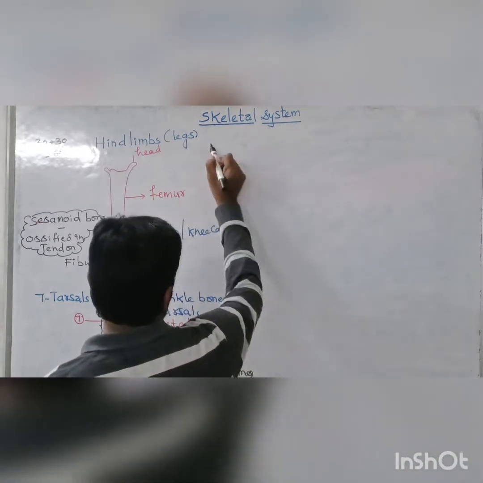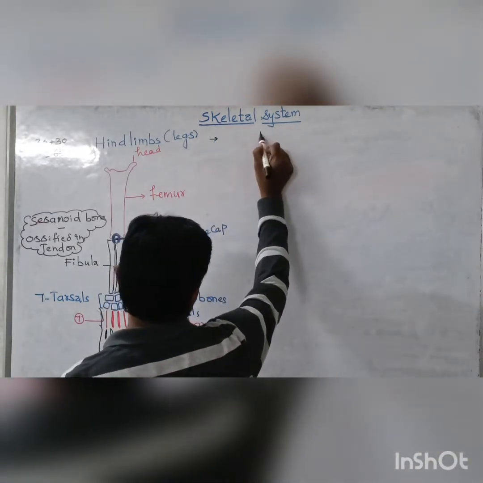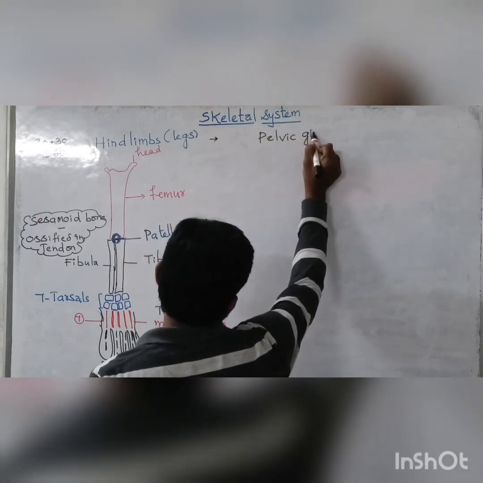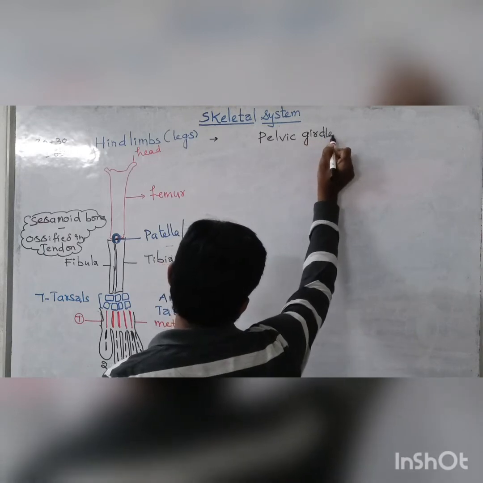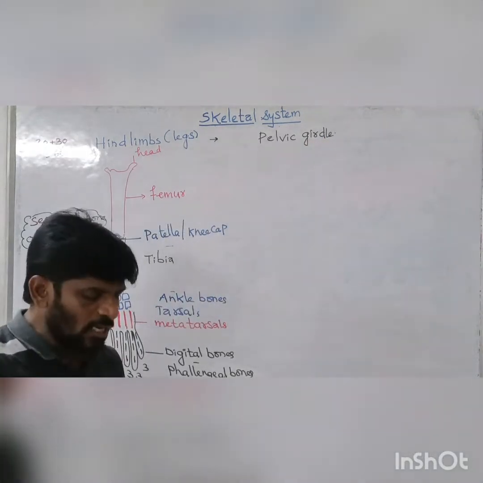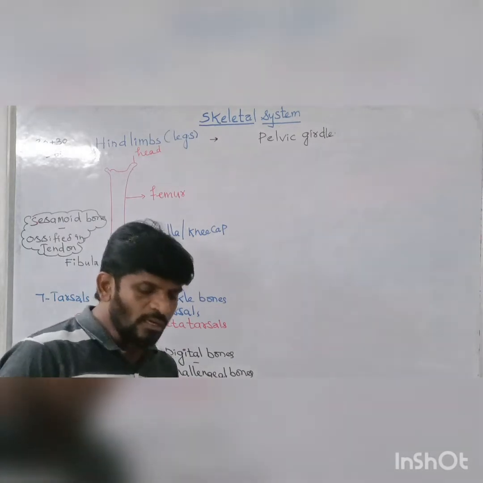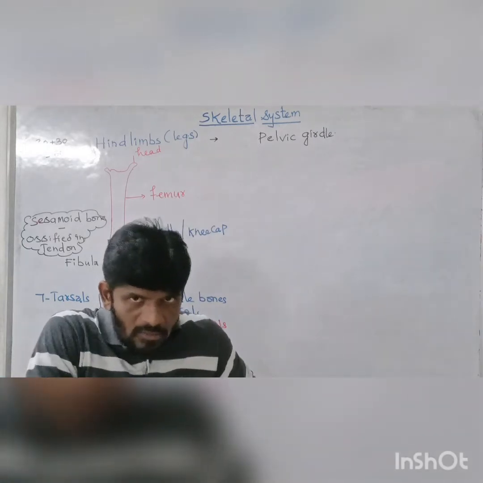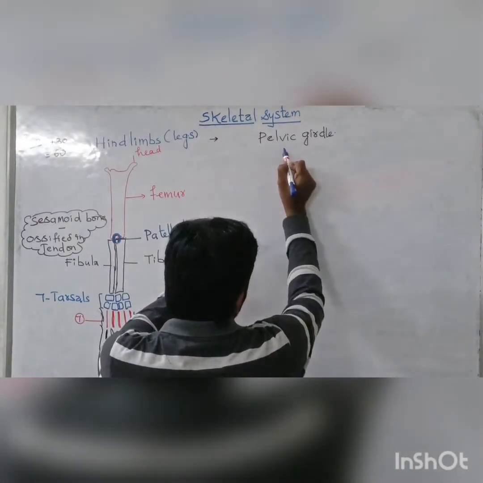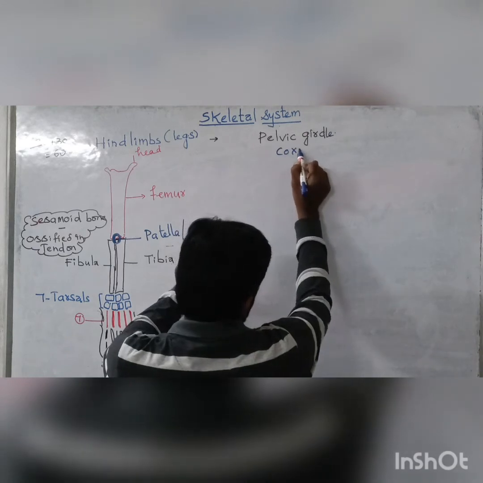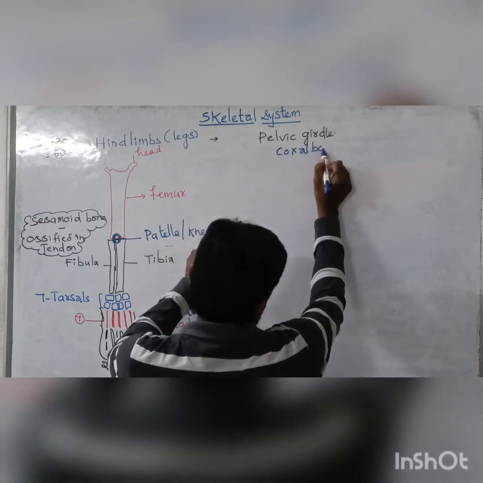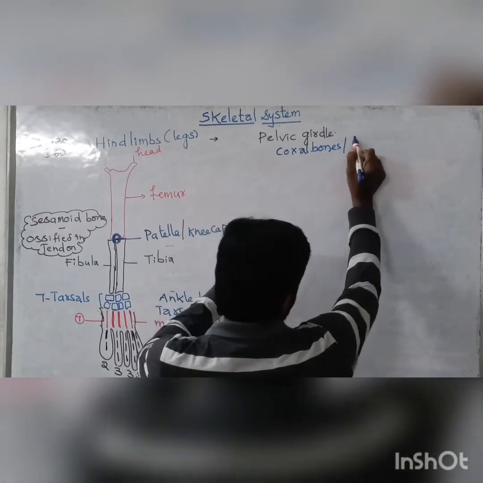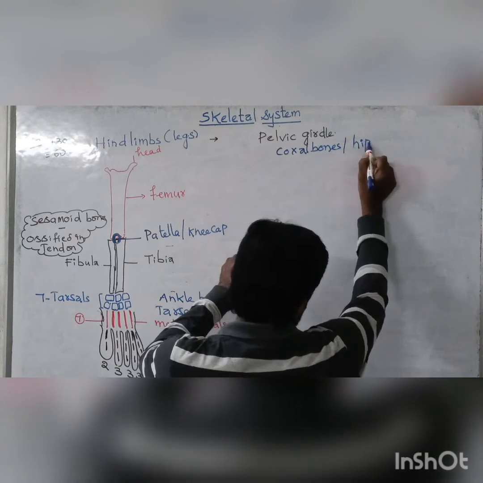And the hind limbs are supported by the girdles called the pelvic girdles. The pelvic girdle supports the hind limb. Each half of the pelvic girdle contains a bone. They are called coxal bones. This is one coxal element and this is another coxal element. Therefore, the pelvic girdle bones are called coxal bones, and they are also called hip bones.